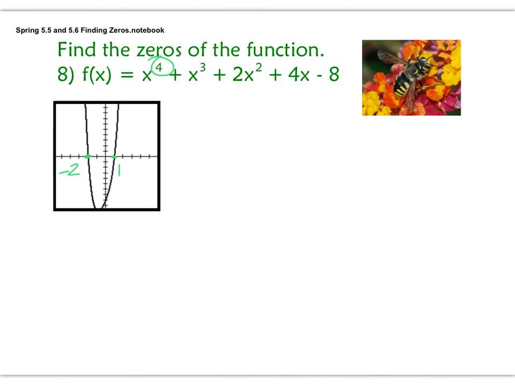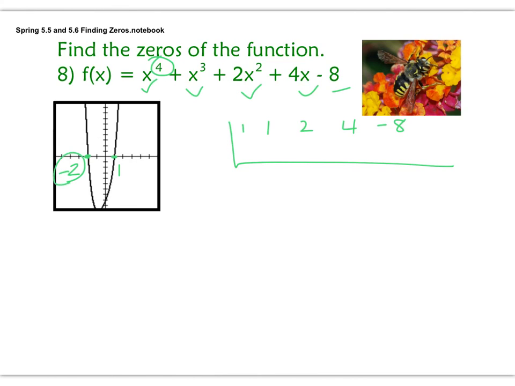So we set up synthetic. We have x to the 4th, x cubed, x squared, x to the 1st, constant. Nothing's missing. All right, so we have 1, 1, 2, 4, -8.